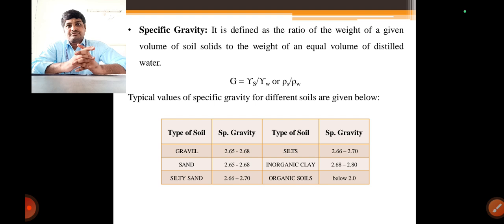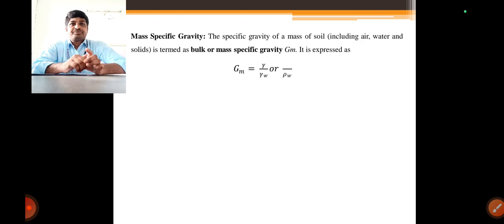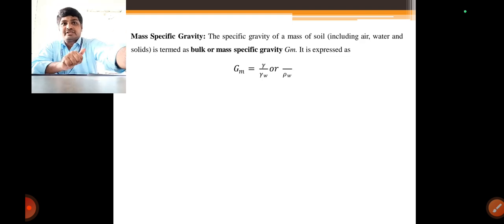Different types of soils have different specific gravities. For example, gravel is 2.65 to 2.68, sand is 2.65 to 2.68, and silt soil is 2.66 to 2.7. Like that, different types of soils have different specific gravities based on their density. Then we go for the mass specific gravity, denoted with capital Gm. Capital Gm is equal to the total unit weight of the soil divided by the unit weight of the water.